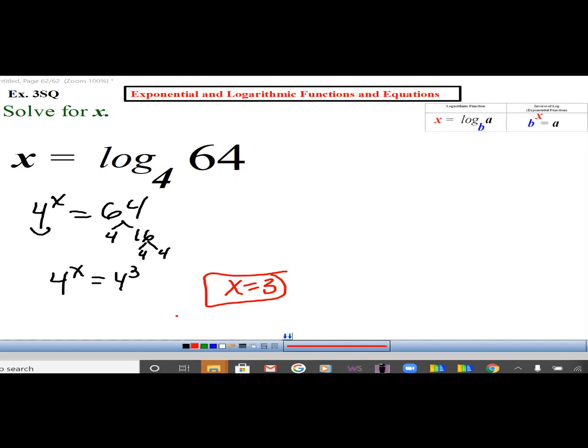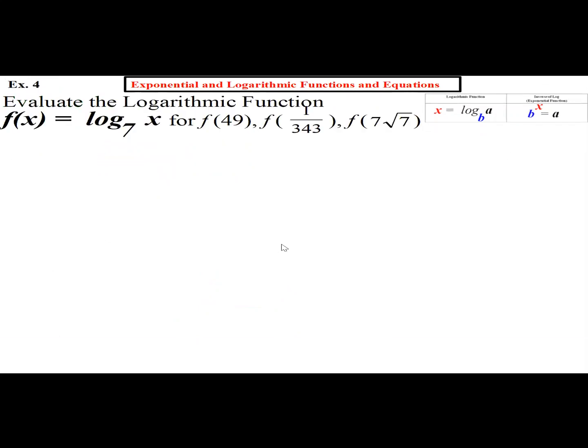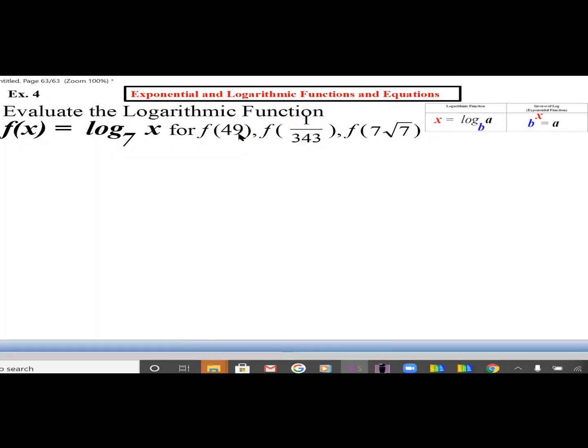With that said, we're down to our last example for the day. Copy this one, please. Evaluate the logarithmic function. This one has everything we saw just now: rewriting, solving, but now they're going to give us a value to substitute in a given function. So they give us the function f of x equals log base 7 of x, and ask us to evaluate f of 49, f of 1 over 343, and f of 7 square root of 7. I'm going to start off with the first value, f of 49, but I need to rewrite my function.